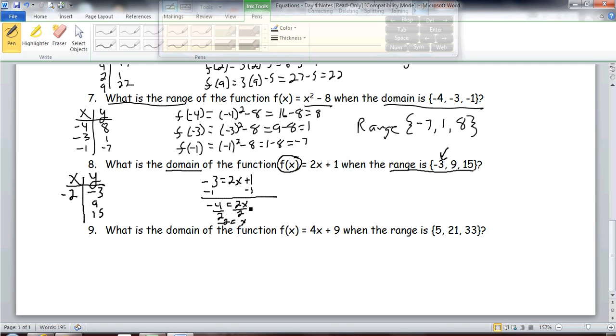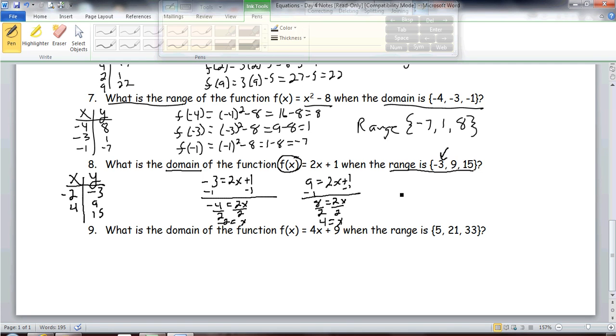So -2. And then I will do this. I'll replace this whole thing with 9 equals 2x plus 1. Subtract the 1. 8 equals 2x, divided by the coefficient. I get x equals 4. So I'll put my 4 here in the x place.